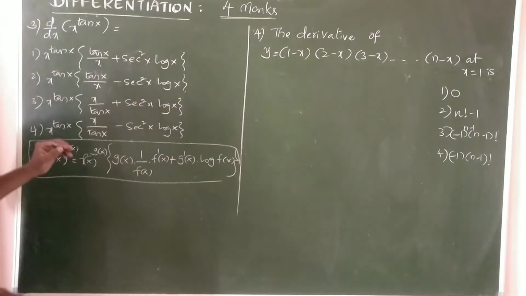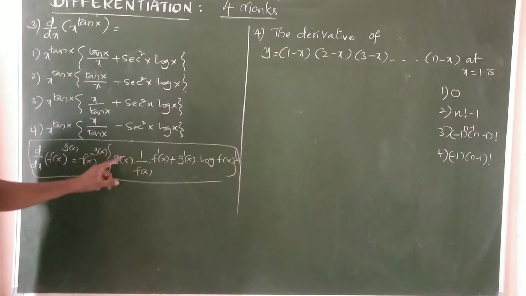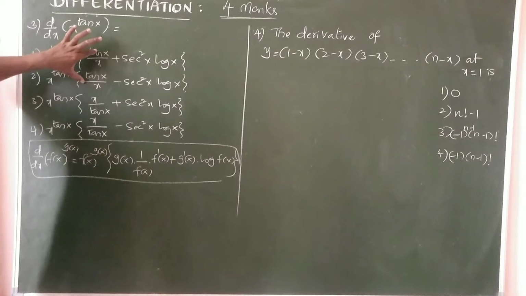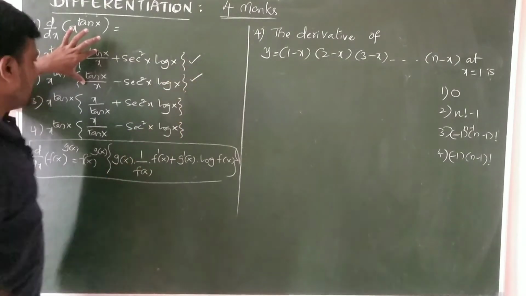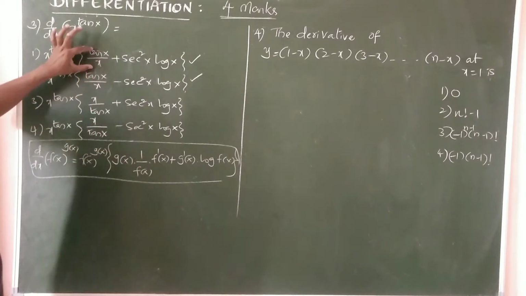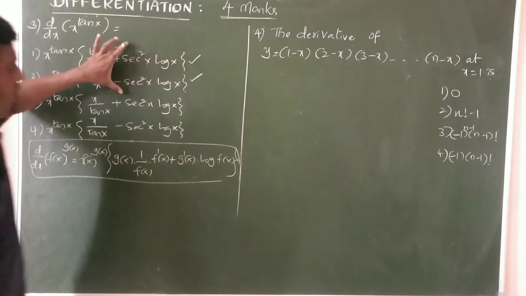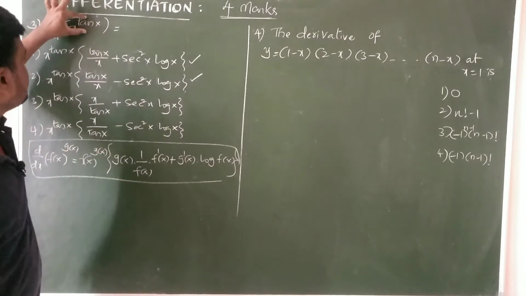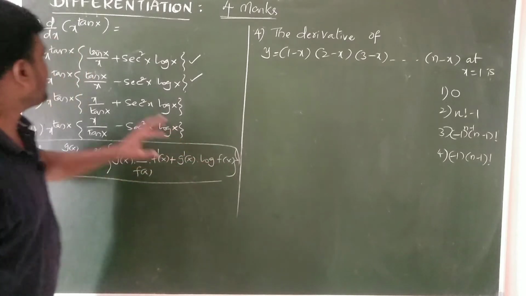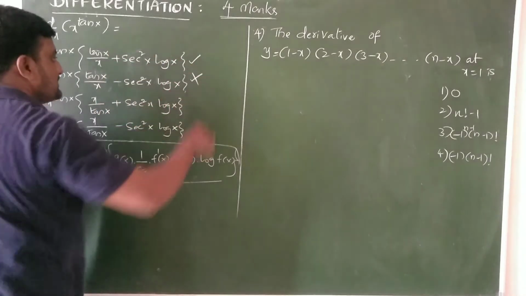Just observe, f of x whole power g of x is there in all. Then g of x is in the numerator, so tan x is in the numerator only in two options, so these two are our right options. Now 1 by f of x, so 1 by x, and f dash x, the differentiation of x, is 1. Okay, leave that. Now g dash x, the differentiation of tan x, should be sec square, over log f of x. Log f of x should be log x, so that is a plus, so this option is wrong.